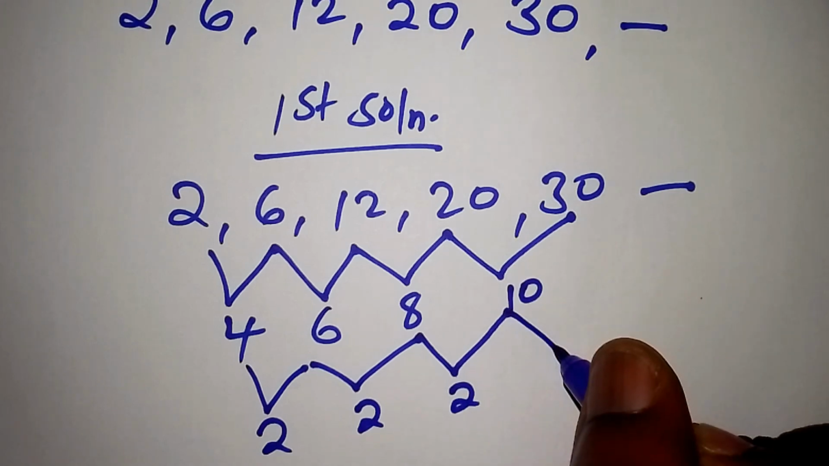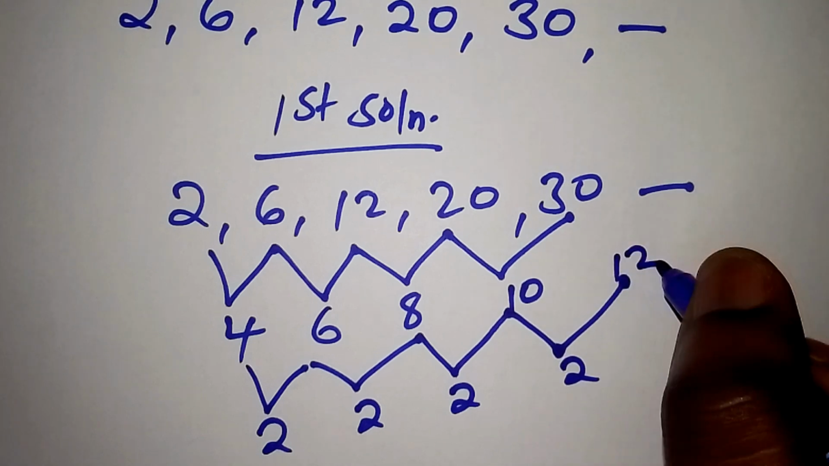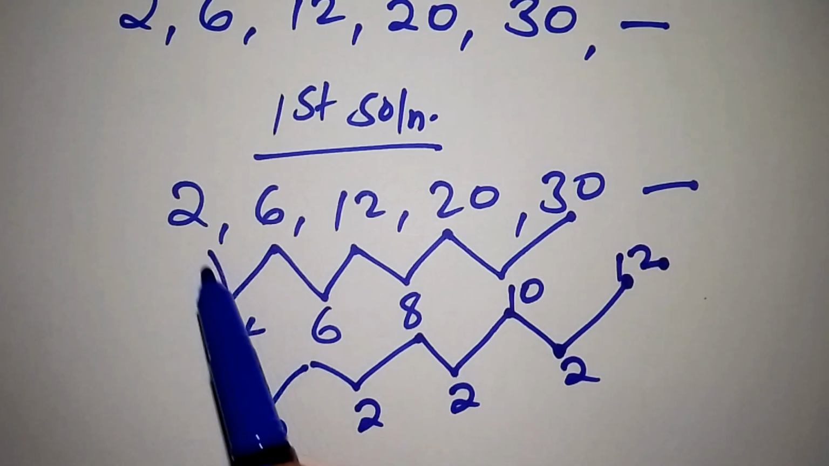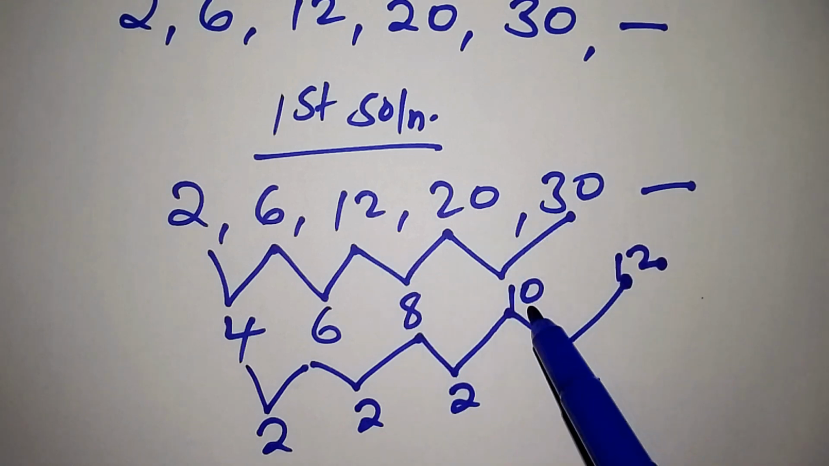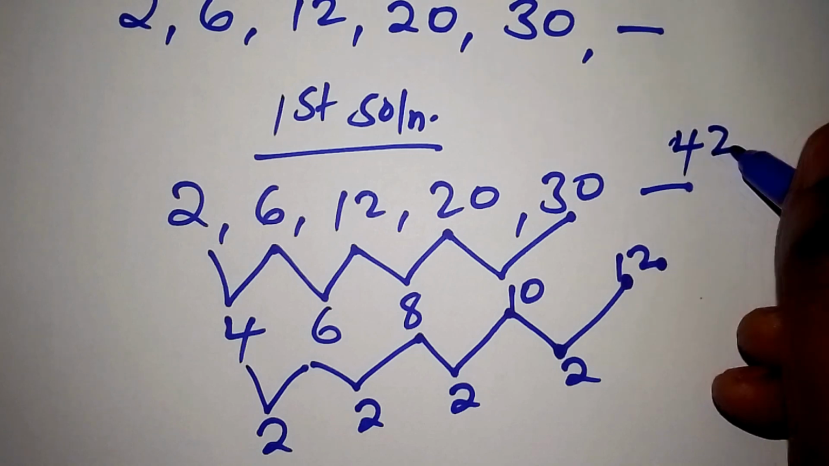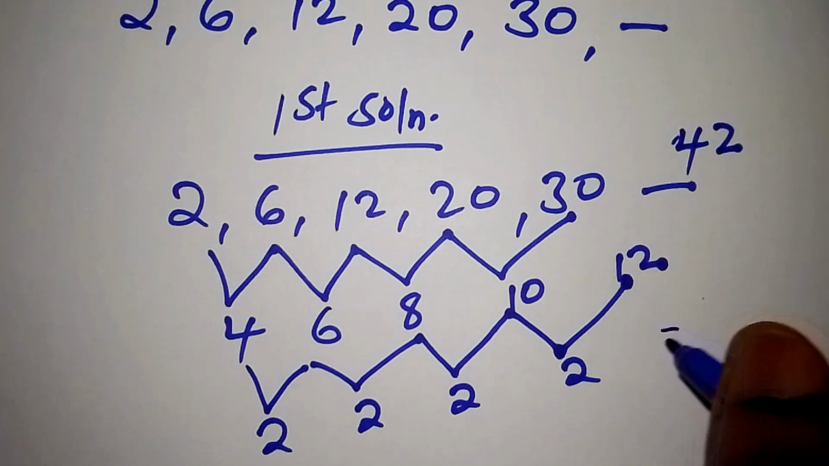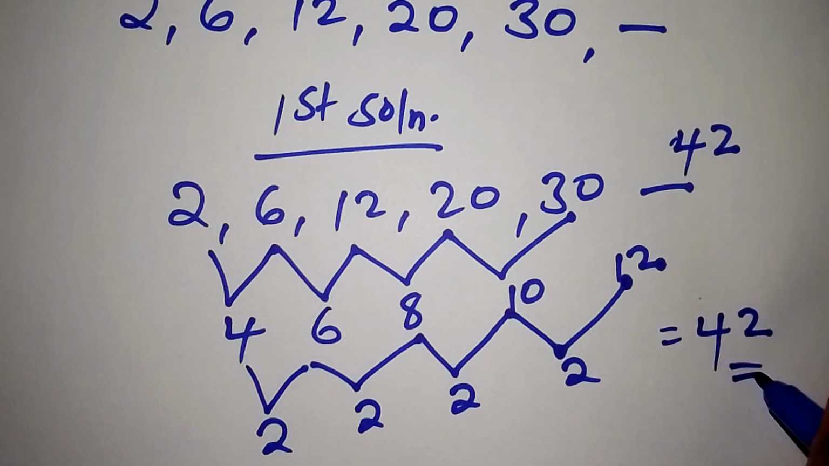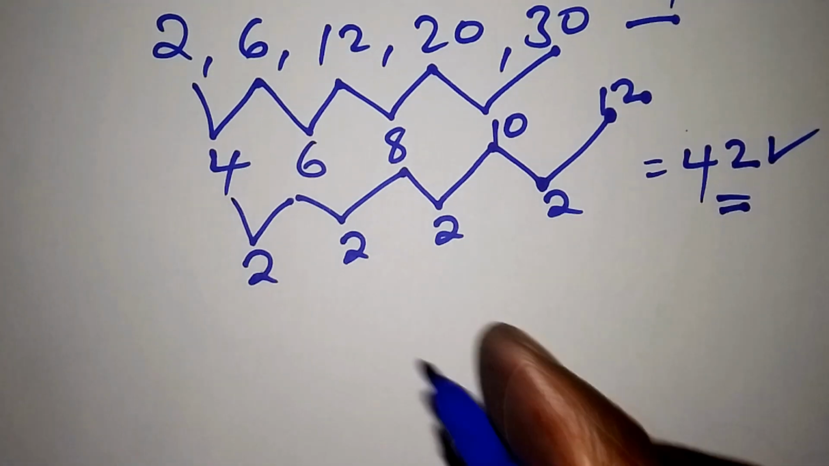So meaning that now we shall create another one: 10 plus 2, now we shall have 12. So that is to mean that 2 plus 4 is 6, 6 plus 6 is 12, 12 plus 8 is 20, 20 plus 10 is 30, then 30 plus 12 is 42. So on this first method, the answer that we've got is 42 is the last number. So let's now check on the second method if they're the same.